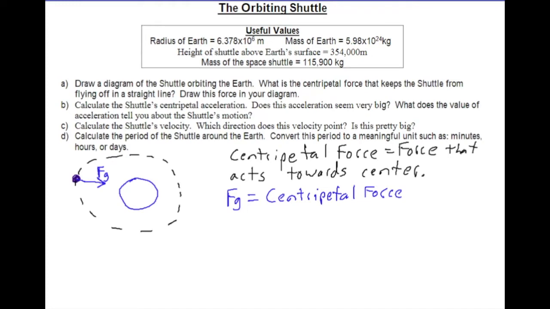All right, next it says to draw that force on the diagram, which I already did. I pointed it inward because the centripetal force points perpendicular to our path and points directly towards the center. Letter B, calculate the shuttle's centripetal acceleration. Does this acceleration seem very big? What does the value of the acceleration tell you about the shuttle's motion? So there's multiple ways to do this. And let's just go ahead and look at our equations and see if we can figure it out from there.